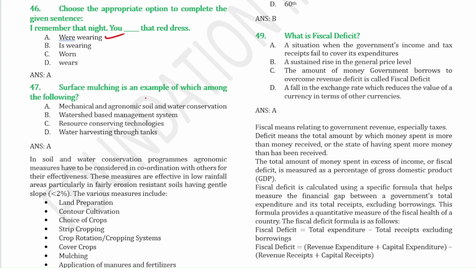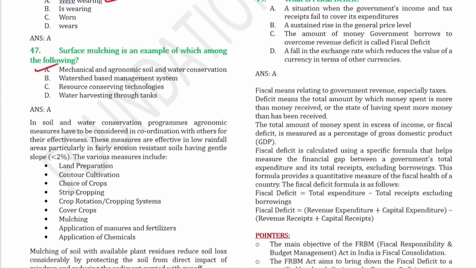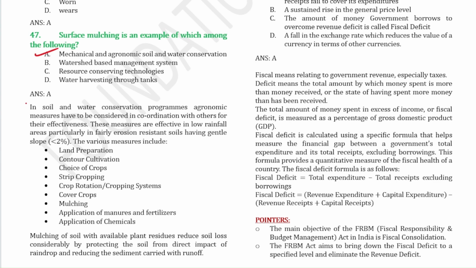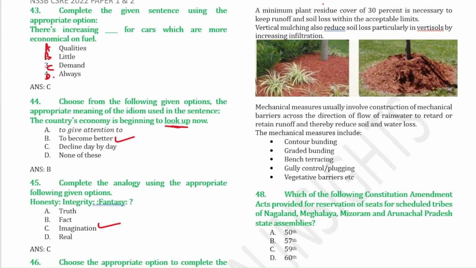Surface mulching is an example of which among the following? So it is an example. So surface mulching, it is an example of mechanical and agronomic soil and water conservation. So option number A. So you can go through the points. So this image here, okay, so this is known as mulching.